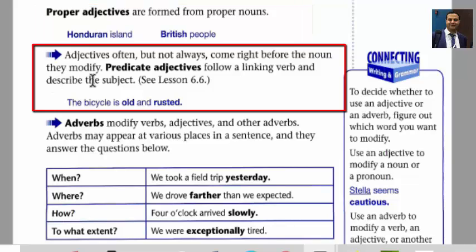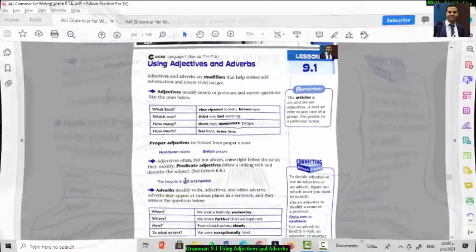What about the predicate adjectives? Adjectives often, but not always, come right before the noun that they modify. Predicate adjectives follow a linking verb and they describe it. For example, the bicycle is old and rusted. The linking verb here is "is." The word old is a predicate adjective, and also the word rusted is a predicate adjective because both of them are adjectives that come after the linking verb is.